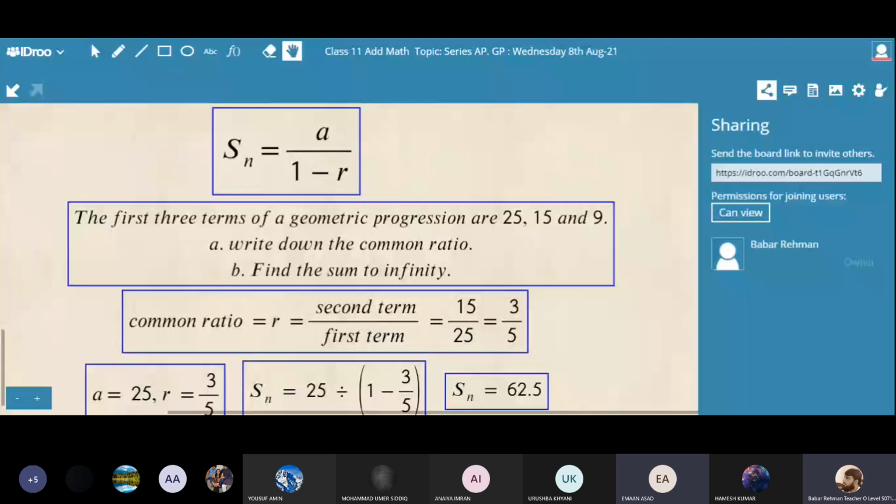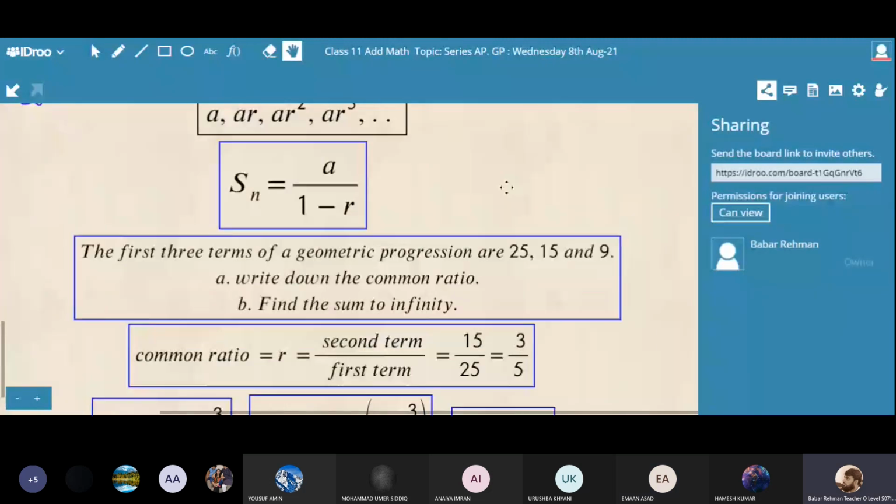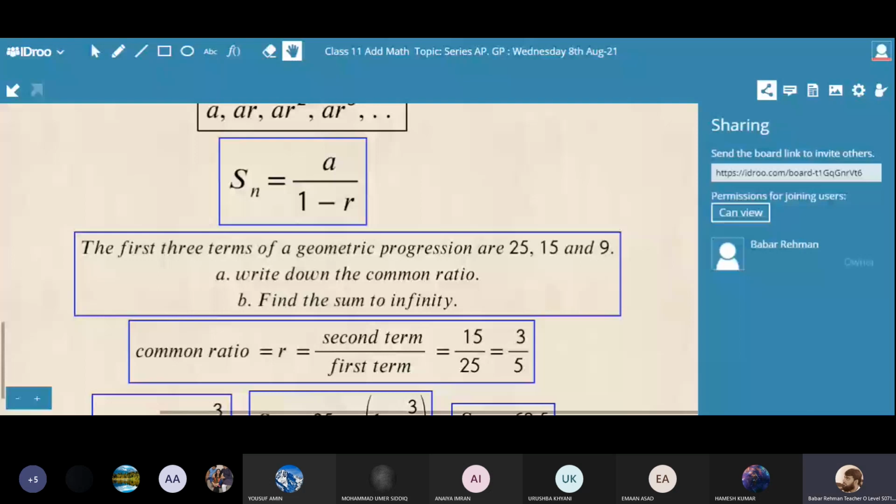Okay, I'm going to tell again. Sum to infinity means when you write a sequence, the numbers are going to decrease. Now, Iman, tell me, the sequence is 25, 15, and 9. After 9, will the next number be less than 9 or greater than 9? Less than 9. And then after that, more or less.